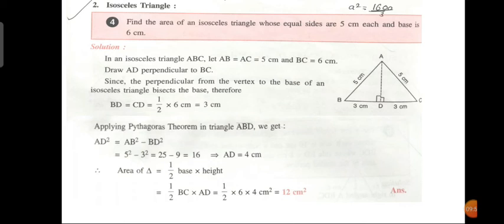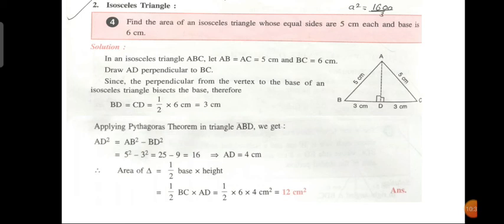The isosceles triangle is drawn on the right side. A triangle ABC is drawn. AB and BC are 5 centimeter, and the base is 6 centimeter. Here a perpendicular is drawn from A to BC, which meets at D, and D is the midpoint of B and C. So you get BD as 3 centimeter and DC as 3 centimeter. Then you have to find the area of the two sides and add them.